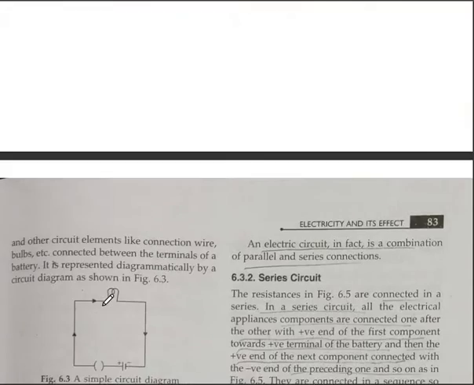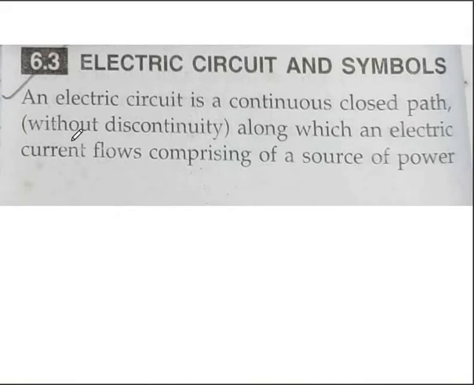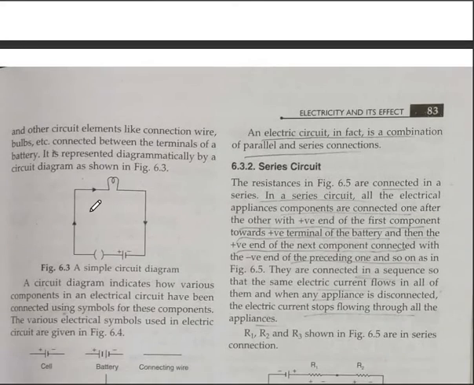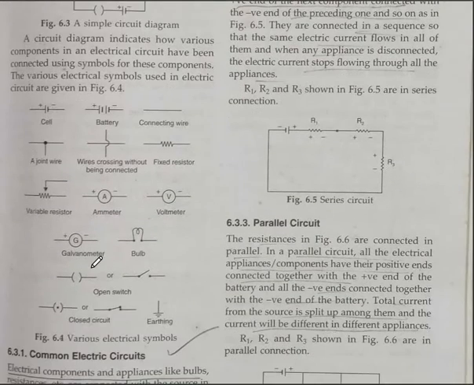So as I told you, an electric circuit is a continuous closed path, that is without any discontinuity, along which an electric current flows, comprising of a source of power and other circuit elements, that is conducting wire, bulb, plug, key, etc. connected between the terminals of a battery. Diagrammatically you can represent the electrical circuit this way. That is your simple circuit diagram. These are the symbols which we will be using while making a circuit diagram.